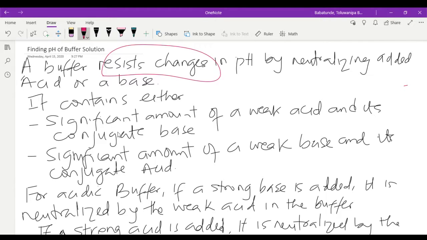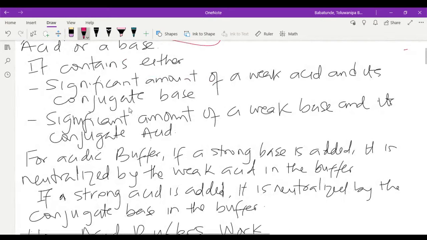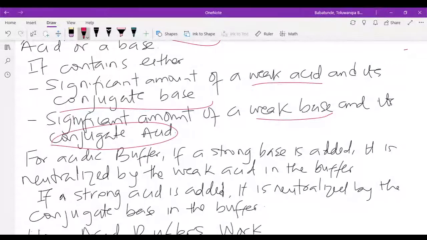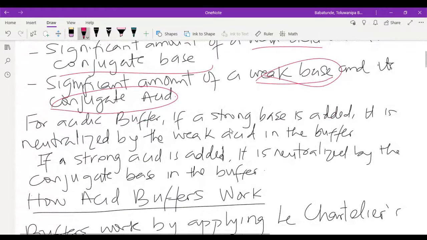A buffer solution contains either a significant amount of weak acid and its conjugate base, or a significant amount of weak base and its conjugate acid. That is very important. For an acidic buffer, if a strong base is added, it's neutralized by the weak acid in the buffer. If a strong acid is added, it is neutralized by the conjugate base in the buffer. So that is why it's able to resist the pH changes.